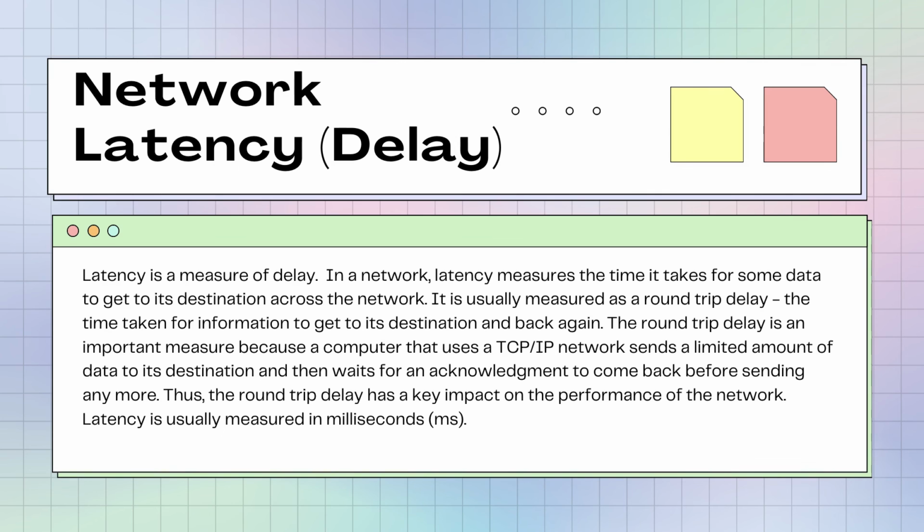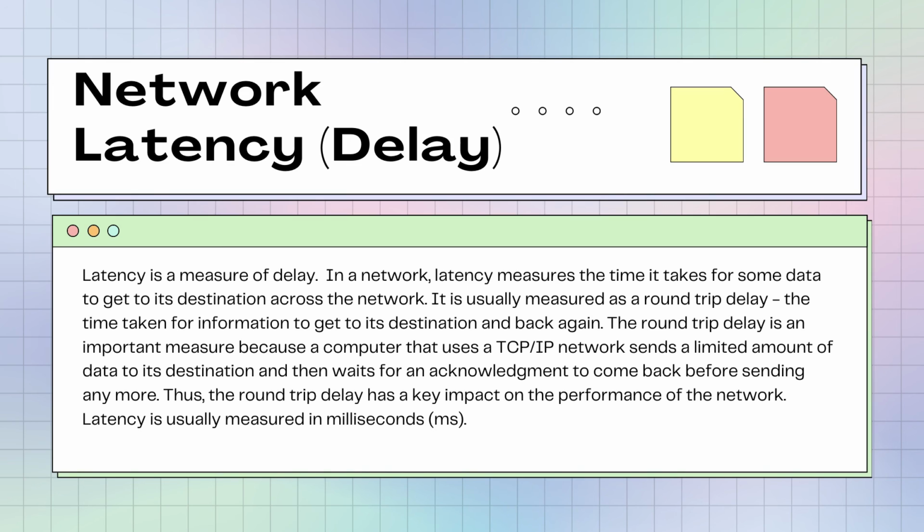The third is network latency or delay. Latency is a measure of delay. In a network, latency measures the time it takes for some data to get to its destination across the network. It is usually measured as a round-trip delay, the time taken for information to get to its destination and back again.